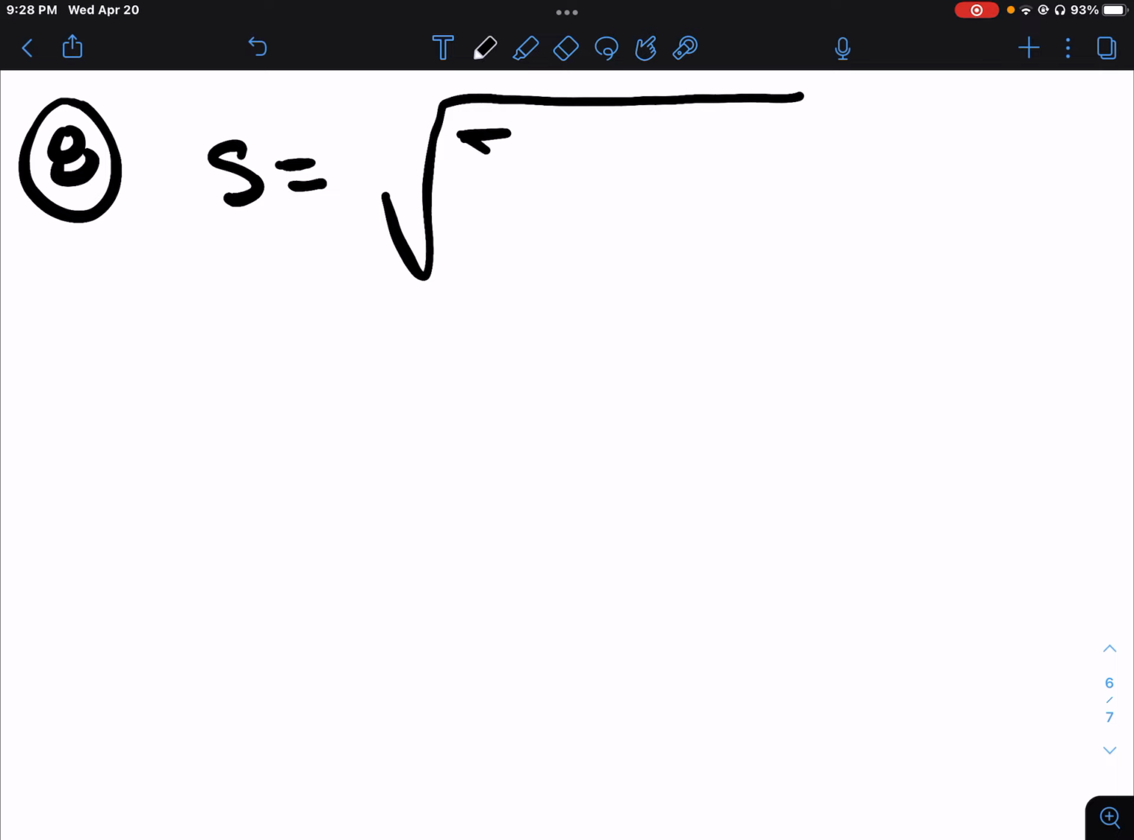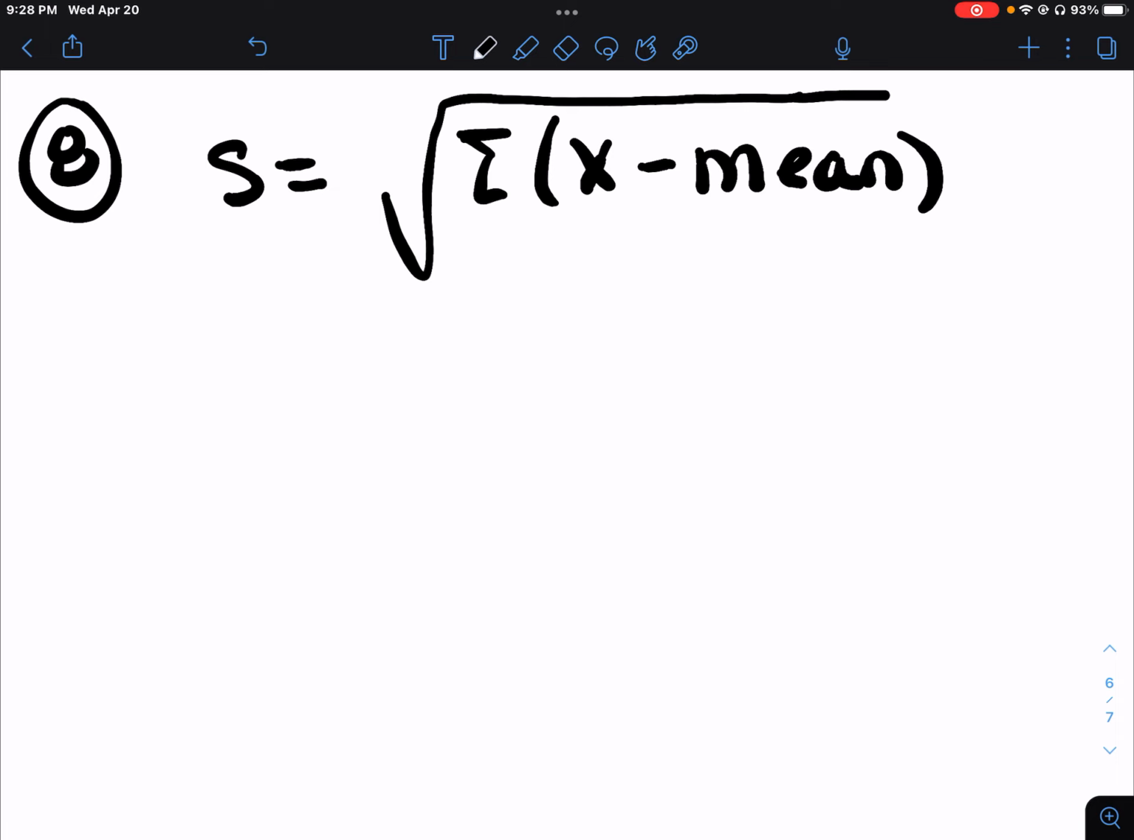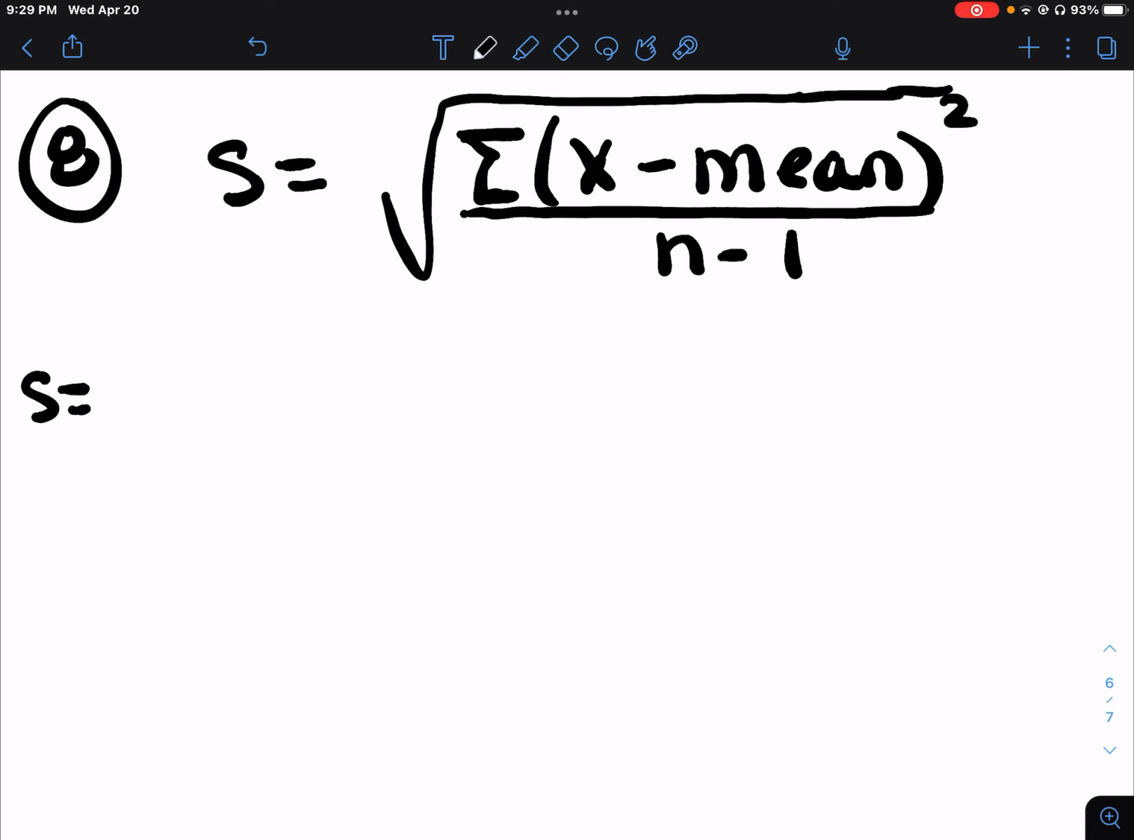Okay, number 8, we're going to find the sample standard deviation. You take each number minus the mean, square them. Okay, this symbol means to add them up, and divide by n minus 1. Okay, I'm going to try to fit this all on a page. Okay, it looks real nice and neat in the document that's in Canvas.